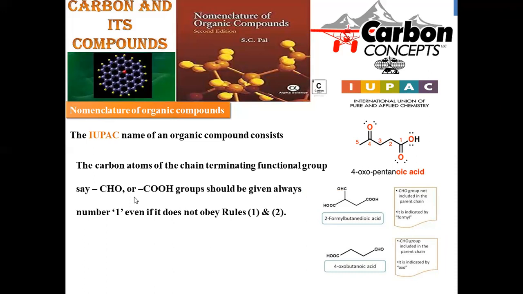So in that direction, if COH is there, numbering should start with that only. If COH is present on the left-hand side, numbering should start from the left-hand side only, because of its primary priority. Here the example is provided where the carboxylic acid is located on the right-hand side, so that your ketone is on the left side.